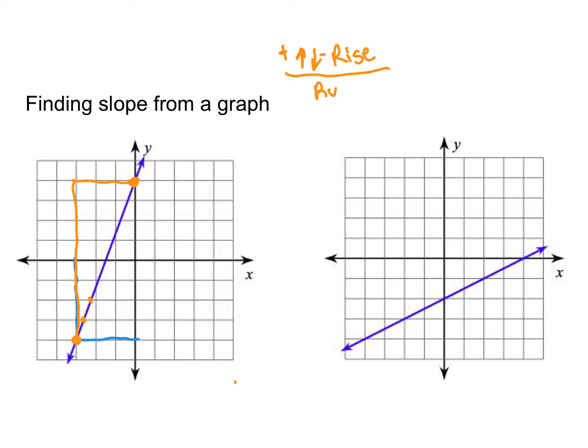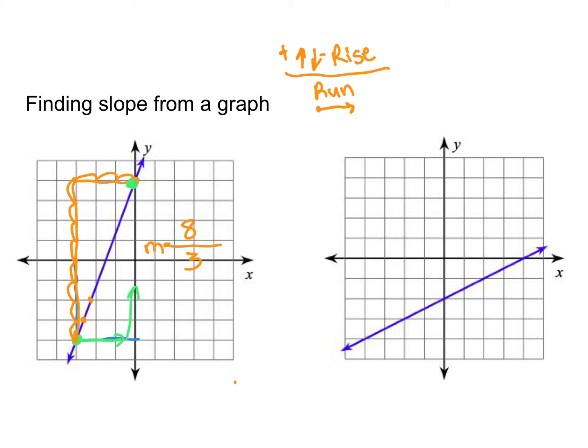Over my run, that's the distance that it travels from left to right. So when I'm going from this point here to this point here, I'm traveling this way, but I'm also traveling up. I want to record those two values as a rise and a run. My rise is the distance up or down, so I'm going to count up 1, 2, 3, 4, 5, 6, 7, 8. That's my top number. And the bottom number is the run, the distance from the left to the right. So 1, 2, 3.